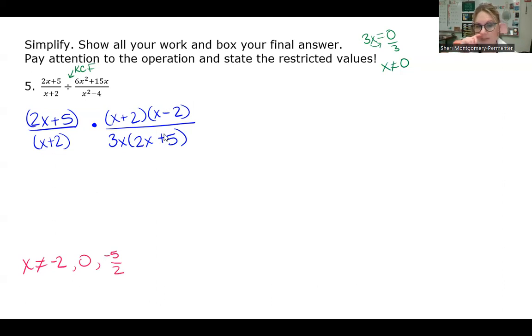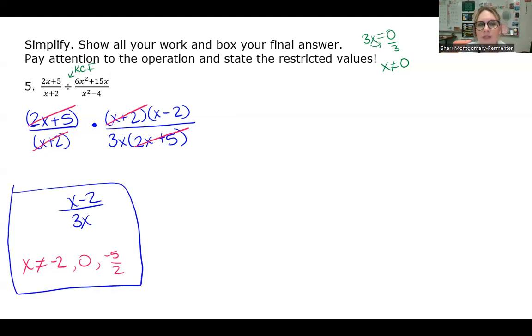Okay, what can we do now? This isn't our answer. What can we do? So anything on the top can cancel or reduce with anything on the bottom. So I see an x plus 2 and an x plus 2. Does anybody see anything else? Yep. Anything else? So now I just write down what I have left. So I see there's an x minus 2, and then on the denominator, there's only a 3x. That's it.